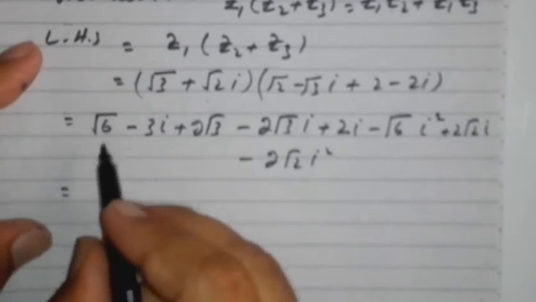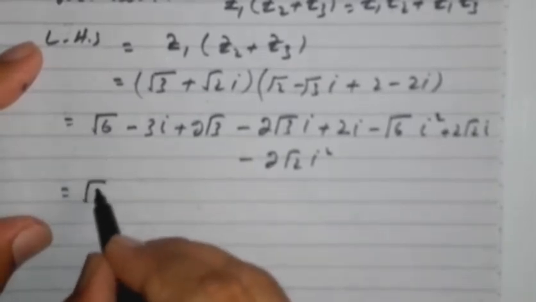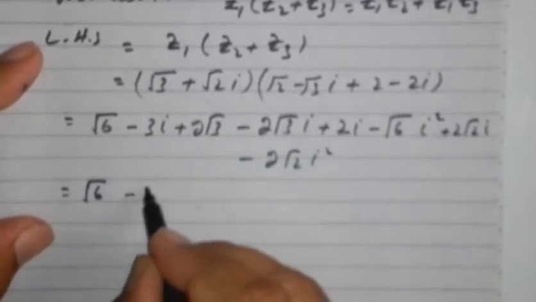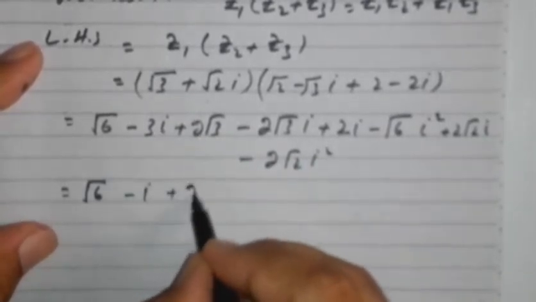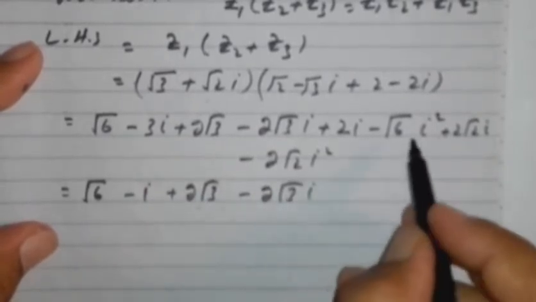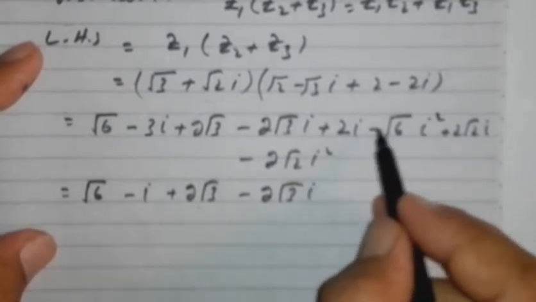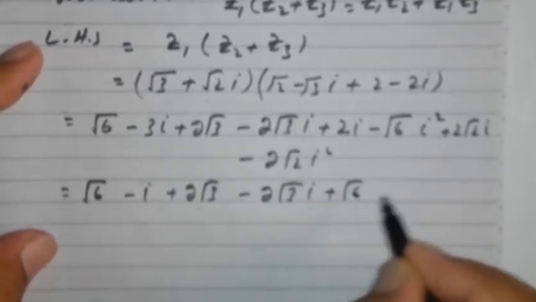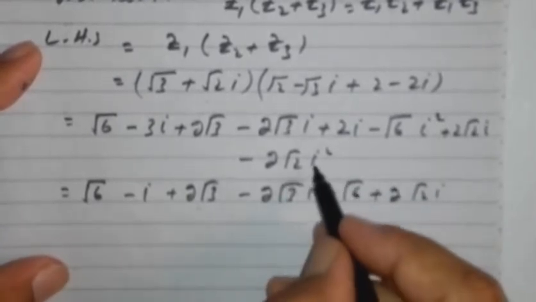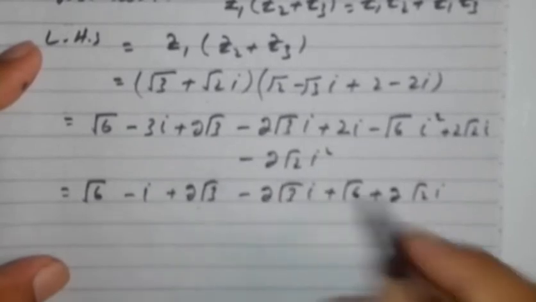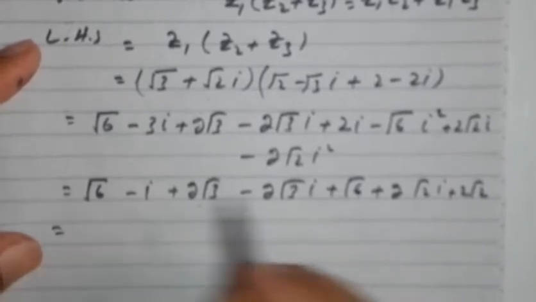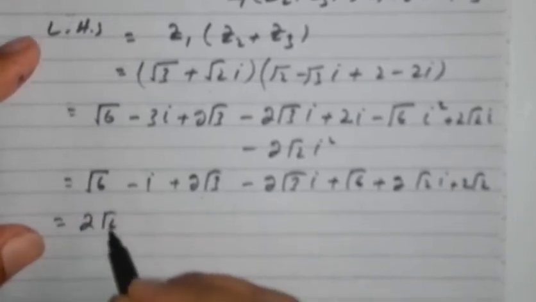Further we can write it as under root 6 minus 3 plus 2, we get minus iota. 2 under root 3 minus 2 under root 3 iota. Here iota square value is minus 1, minus into minus, plus under root 6 plus 2 under root 2 iota, and here iota square value is minus 1, minus into minus, plus we get 2 under root 2. Now under root 6 we get 2 under the root 6.